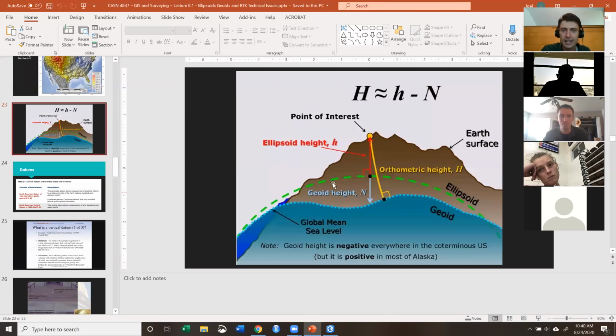And so at the end of the day, what are we interested in calculating, Tom? What's the elevation that we want to know? That's the most accurate representation of the ground surface elevation.